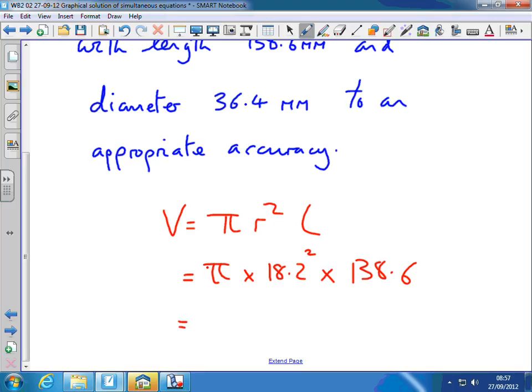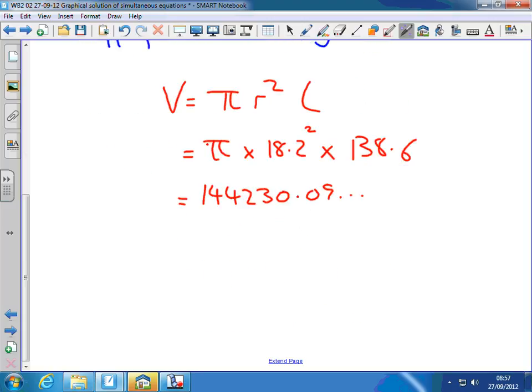Okay, so that's the answer. Appropriate accuracy. Look at the figures you put in to answer that question. Remember, we talked about this so many times. How many significant figures are there? So what's a reasonable accuracy in the answer? 4, yeah. So round that, please, to 4 significant figures.